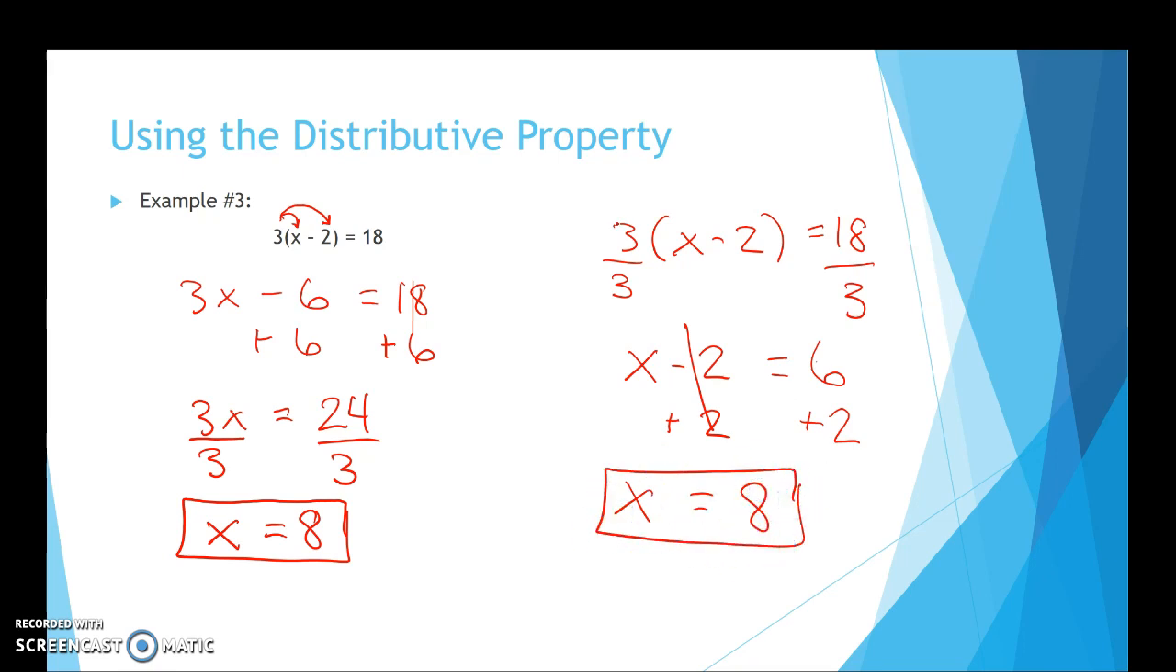So you can first take care of the number outside of the parentheses. Here we divided 3 to both sides and then solved what was left in the parentheses. The other one we did distribute by multiplying the number outside of the parentheses to each term inside. But at the end, whatever method you understand the best, you do end up getting the same answer.